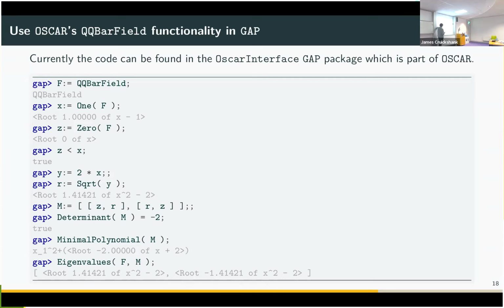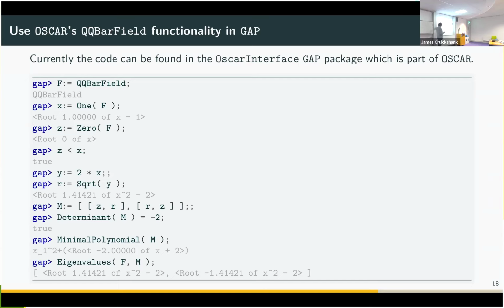We can compute square roots of elements from the field. Here we see this is something which is borrowed from OSCAR: the way OSCAR prints these elements is now also shown in GAP. So we can create a matrix over this field. We can ask for its determinant. We can ask for the minimal polynomial of the matrix. We can ask for the eigenvalues.